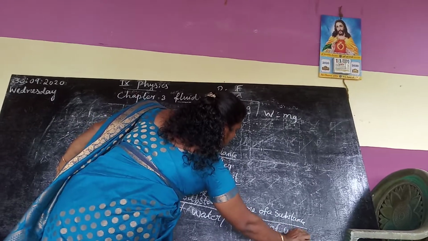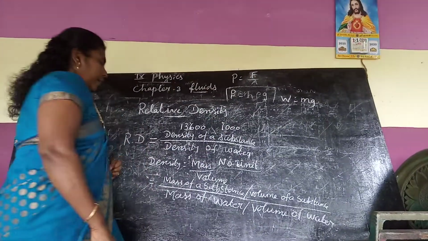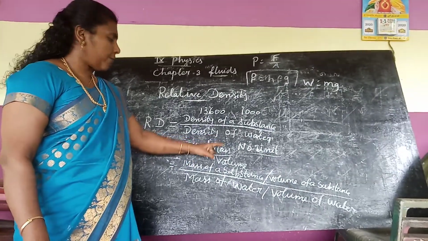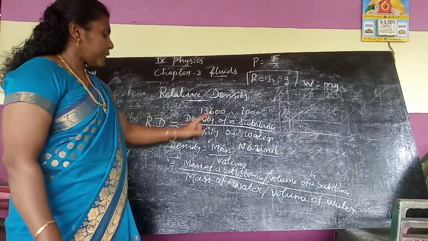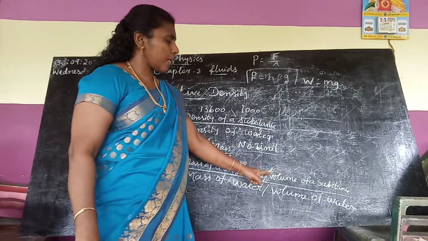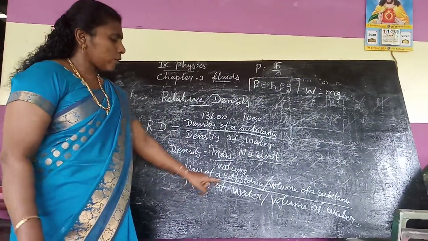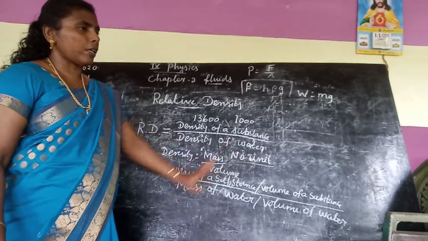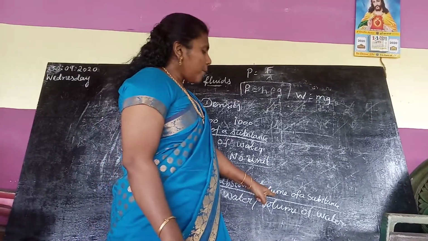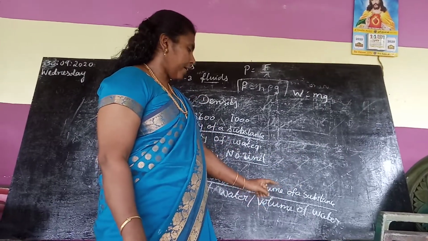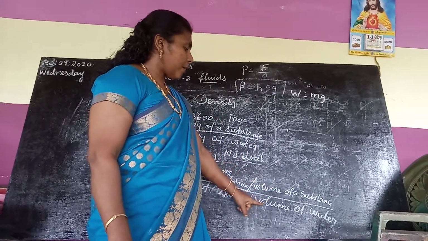So we can write, using this formula, instead of density, mass divided by volume. The density of a substance is the mass of a substance divided by the volume of a substance. The density of water is the mass of water divided by the volume of water. Now the volume of a substance is equal to the volume of water. The volume is the same.